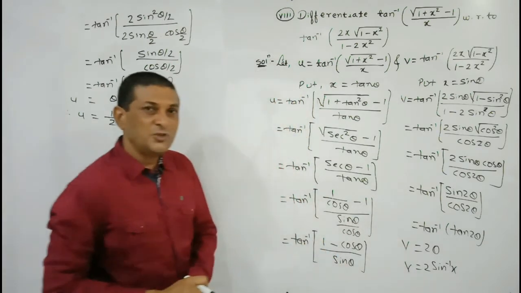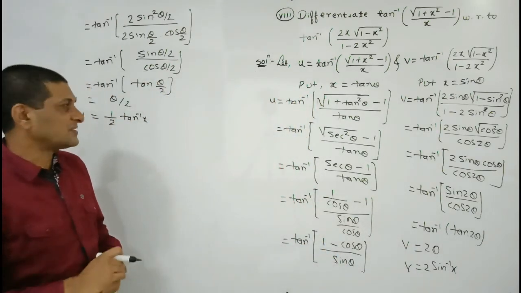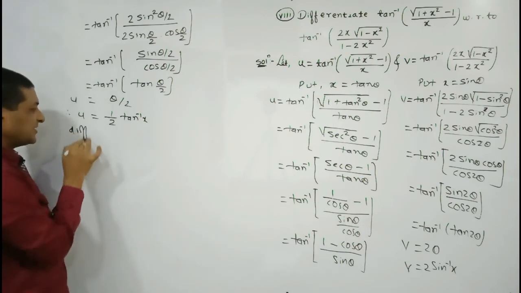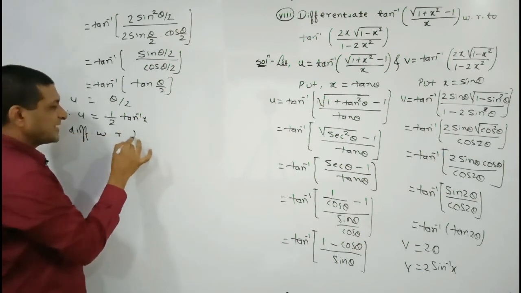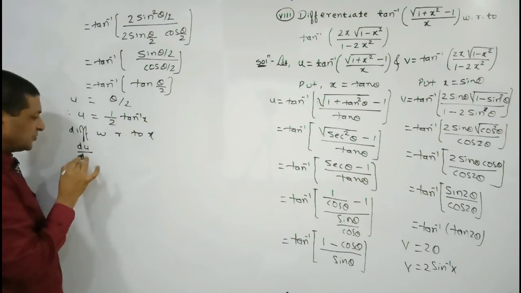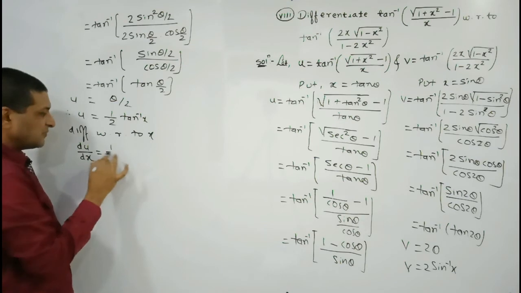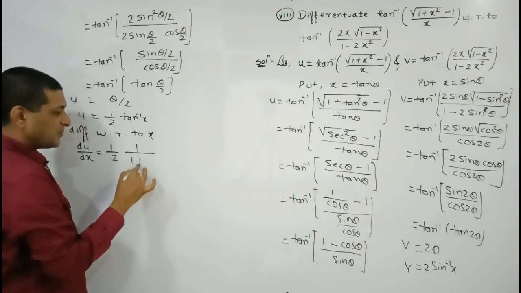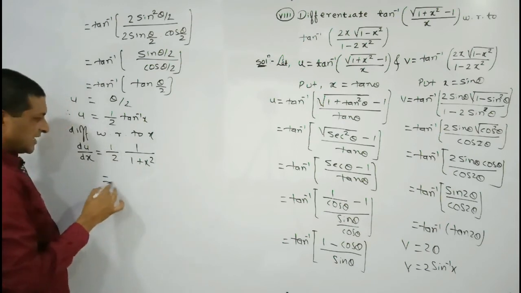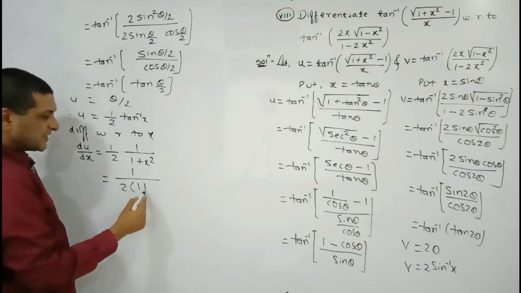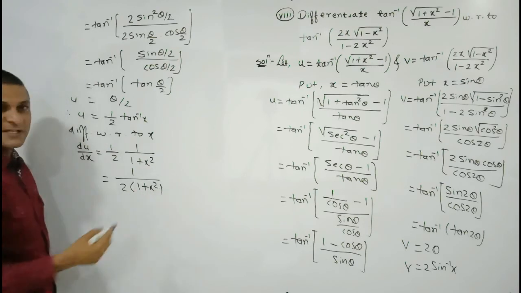Once the values of u and v in terms of x are known to us, differentiate with respect to x. So the derivative of u with respect to x is du upon dx. On this side 1 by 2 is a constant term. What is the derivative of tan inverse of x? 1 upon 1 plus x square. So which can be written as 1 into 1 is 1, and in the denominator 2 into 1 plus x square is 2 into 1 plus x square.